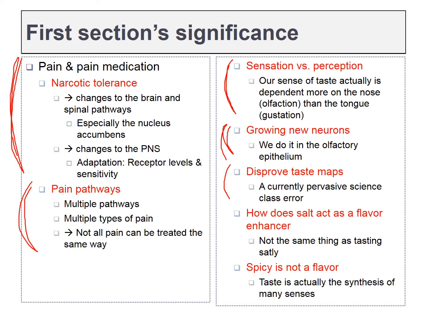We'll talk about taste maps. If you've ever learned about the regions of the tongue sensitive to different types of tastes, you've probably been taught something incorrectly. We'll learn why salt is a flavor enhancer. And if you were to leave salt out of foods that don't taste salty, like a cake or some cookies, they would taste gross, even though you don't actually taste the salt when it's in there. And we'll also talk about how spiciness is technically not a flavor. It's not something that our tongue picks up on taste buds. And once again, we'll go back to the difference between sensation versus perception.